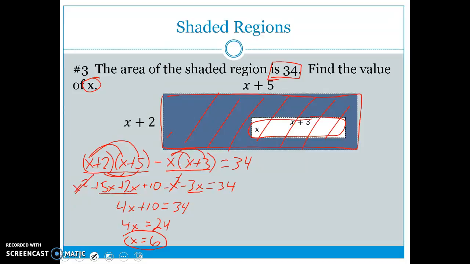And so let's just go ahead and check this to make sure that it works. The area of the whole thing is going to be x plus 2, that's 6 plus 2, which is 8, times x plus 5, that's 6 plus 5, which is 11. Well, 8 times 11 is 88. That's the area of the whole thing. But I want to subtract the area of this rectangle, which is x, which is 6, times x plus 3, which is 9. Well, that's 54. And if I take 88 minus 54, I do get 34, which is what the area of the shaded region was. So we know we have it correct.